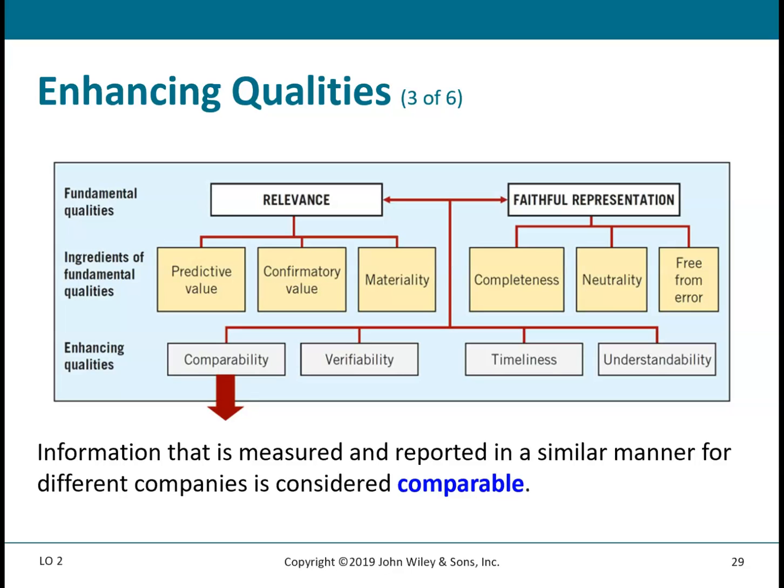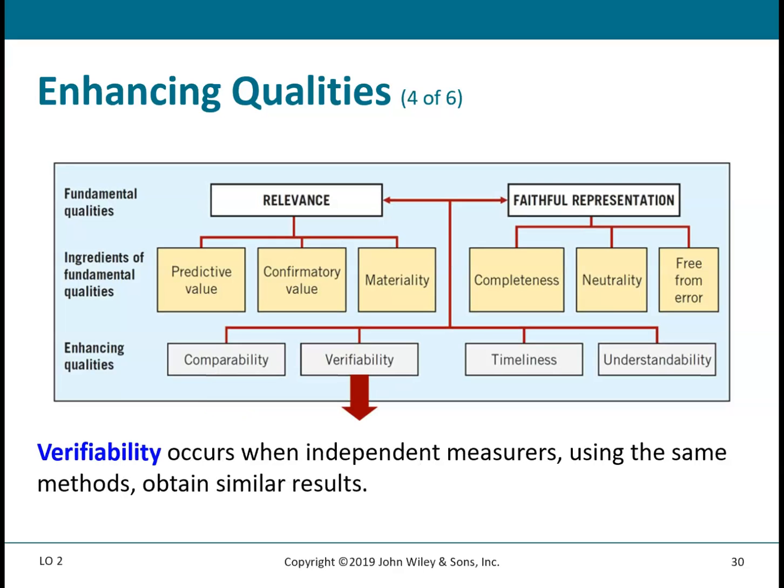Comparability allows users to identify similarities and differences in economic events between companies, so they can compare one company to another company. Another type of comparability is consistency. This is met when a company applies the same accounting treatment to similar events from period to period. Now let's talk about verifiability. This occurs when independent measures using the same methods obtain similar results.